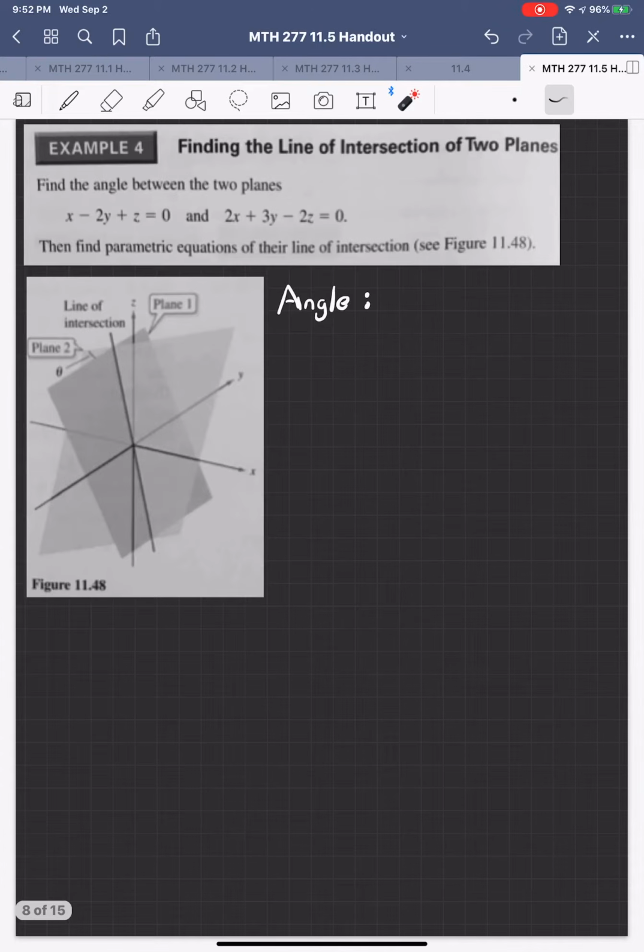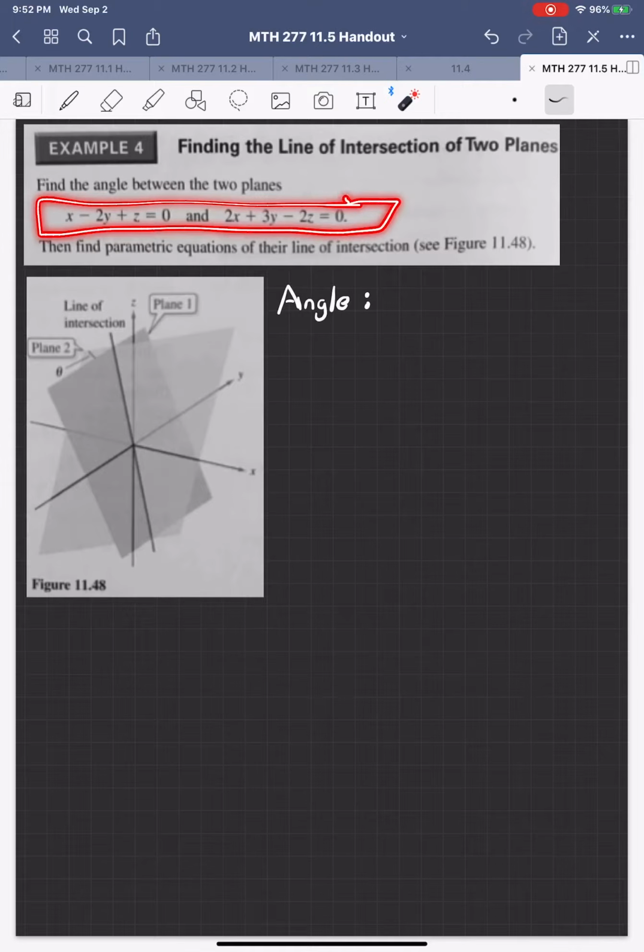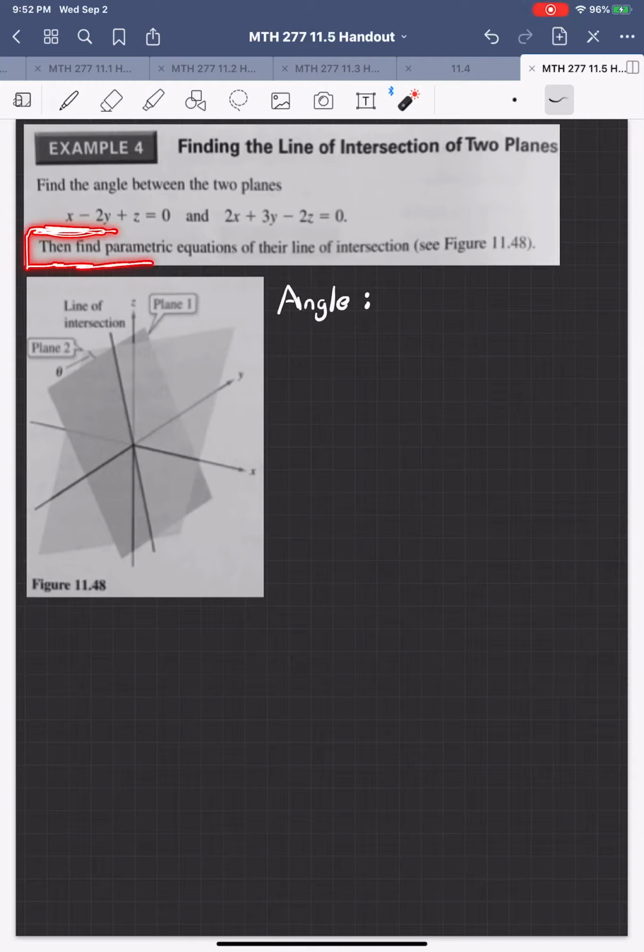Okay, so example 4. It says find the angle between the two planes. So we have our two planes, and we're going to proceed to find the angle between the two planes. By the way, we're going to start off with finding those normal vectors, but a little bit harder of a question, maybe you'll agree, is the second part where we say then find parametric equations of the line of intersection.